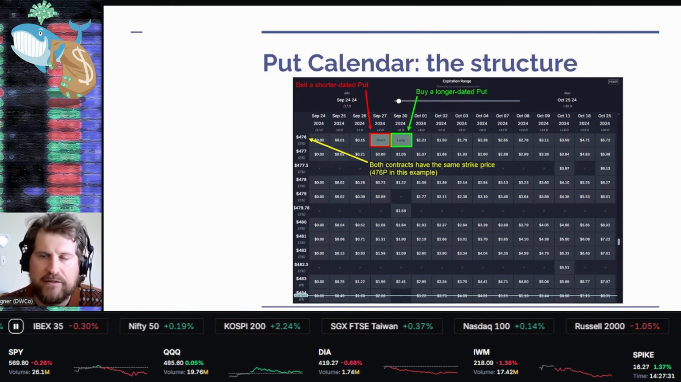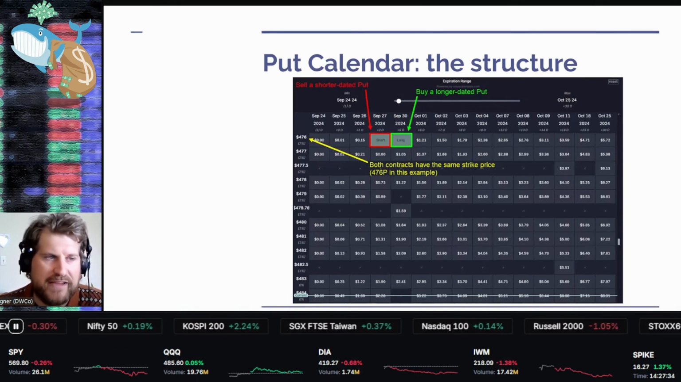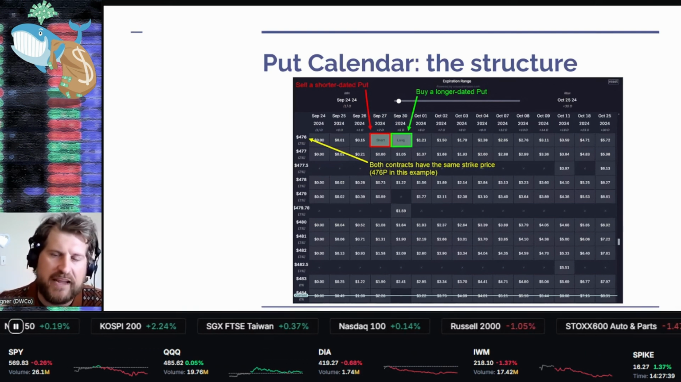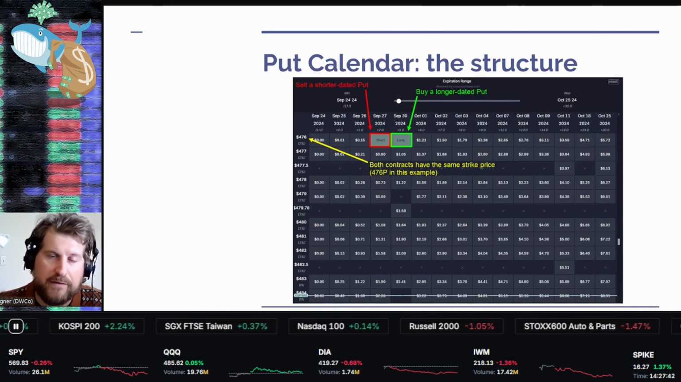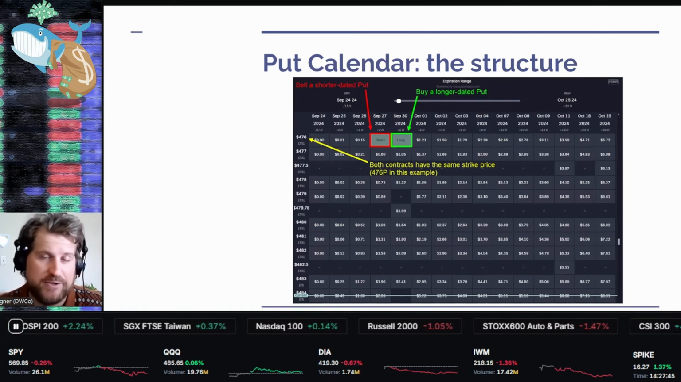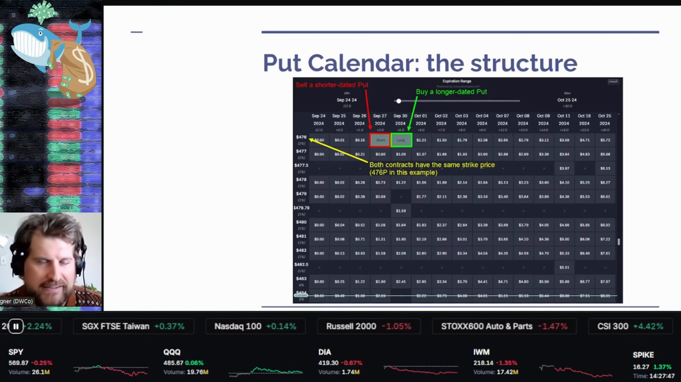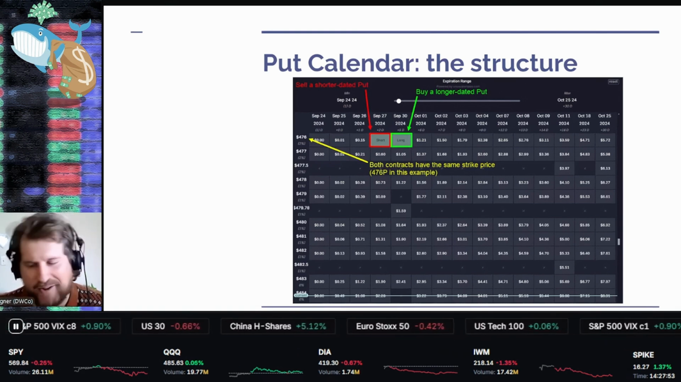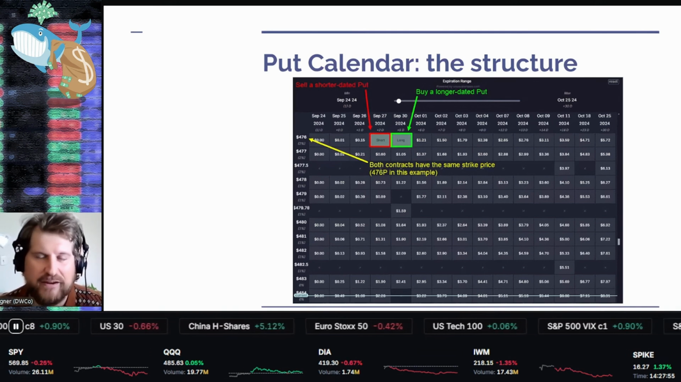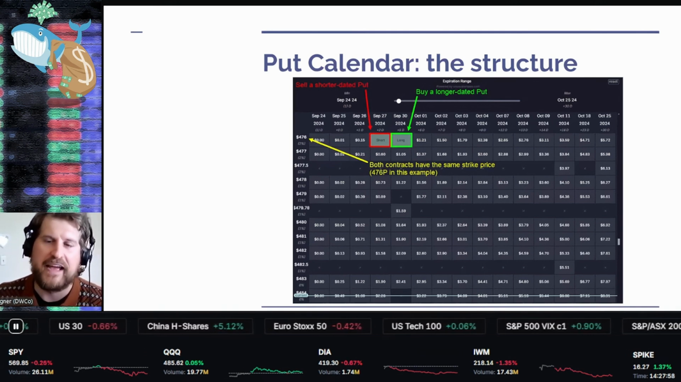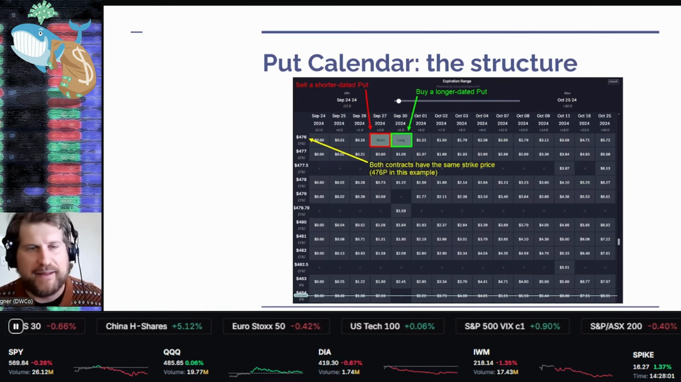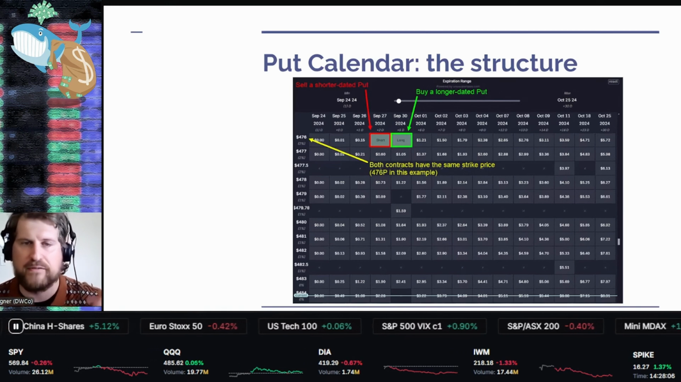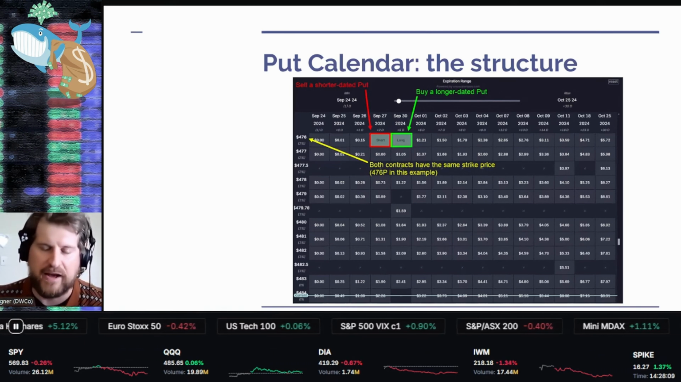The most important takeaway for a calendar spread, and what makes it a calendar spread, is that you've got two different expirations but the same strike price. If you pick two different expirations and a different strike price, then we technically call that a diagonal. I'm sure at some point we'll talk about diagonals and all the wonderful possibilities there. But for right now, we're sticking to calendars, and a calendar means you're always selling and buying the same strike price on both expirations.